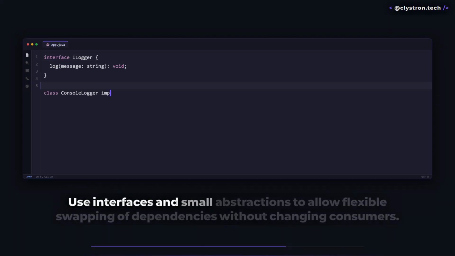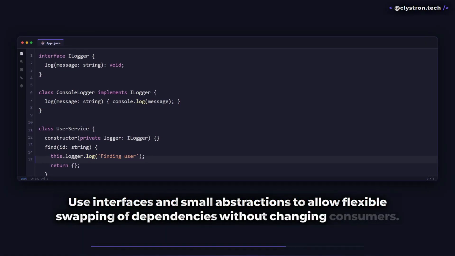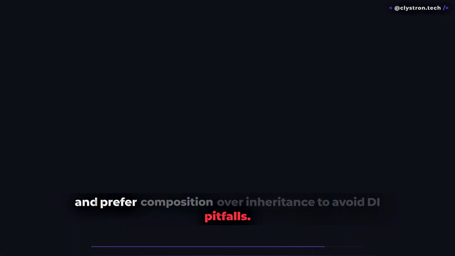Use interfaces and small abstractions to allow flexible swapping of dependencies without changing consumers. Keep one responsibility per class, use small focused interfaces, and prefer composition over inheritance to avoid DI pitfalls.